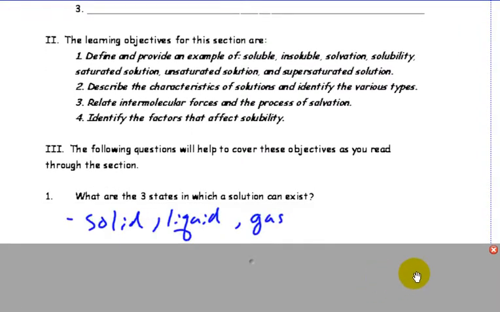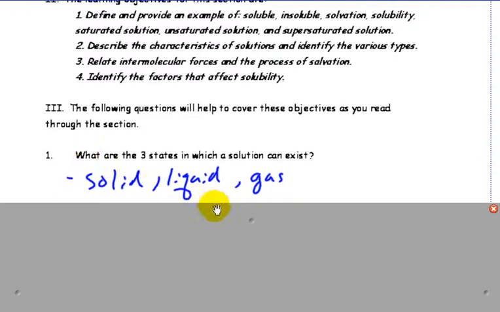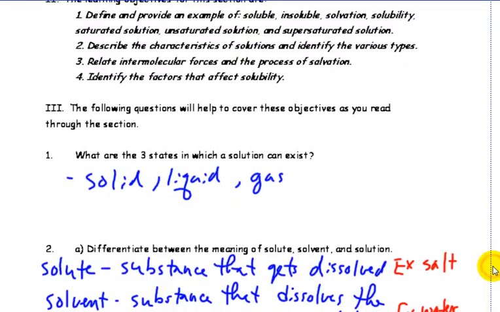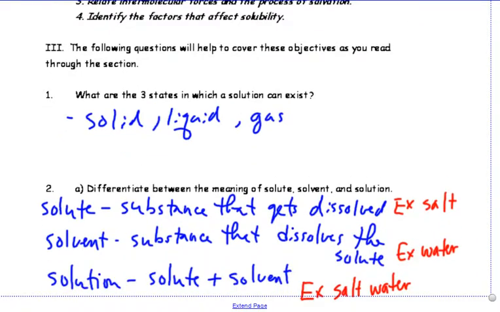So, questions. What are the three states in which a solution can exist? We could have a solid solution, liquid solution, or a gas solution. And then from there we have different solvents and solutes which make up that solution.